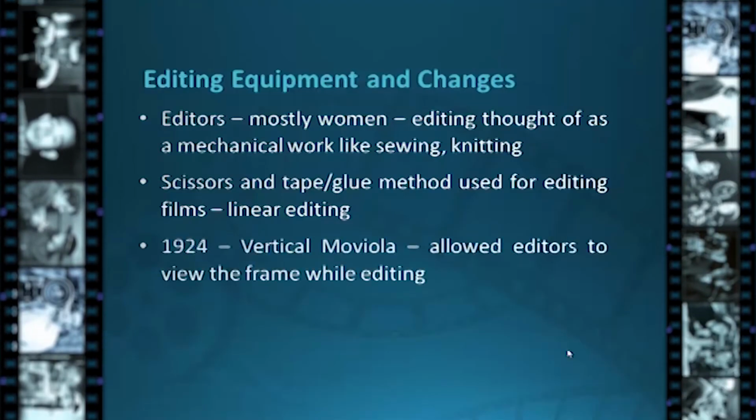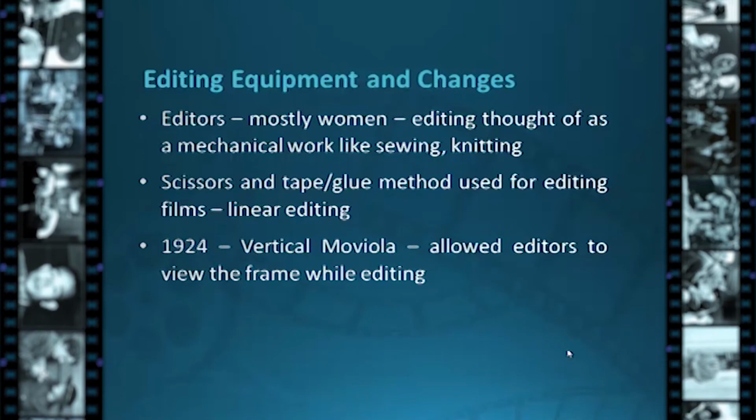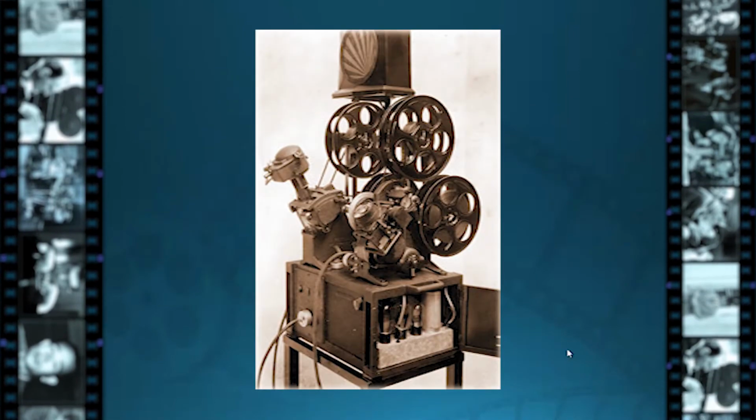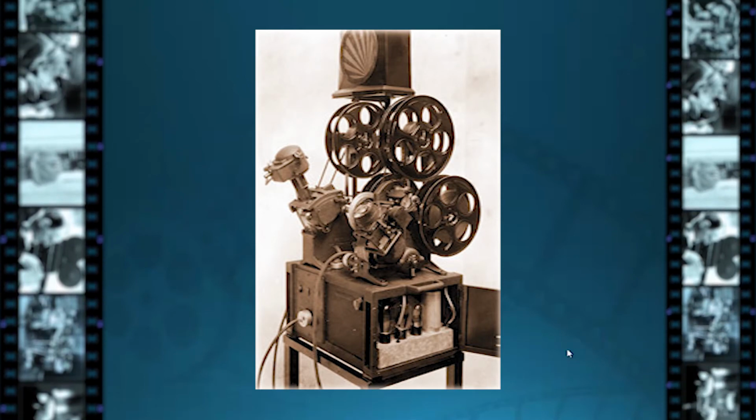In 1924, a very important piece of equipment came to the market, which was the vertical moviola. What this moviola did was that it allowed the editors to actually view the frame while editing. Up till then, the editors had to put the film roll up against a light. But with the coming of the moviola, the editors could place better cuts than they were able to do with just the scissor and glue system.